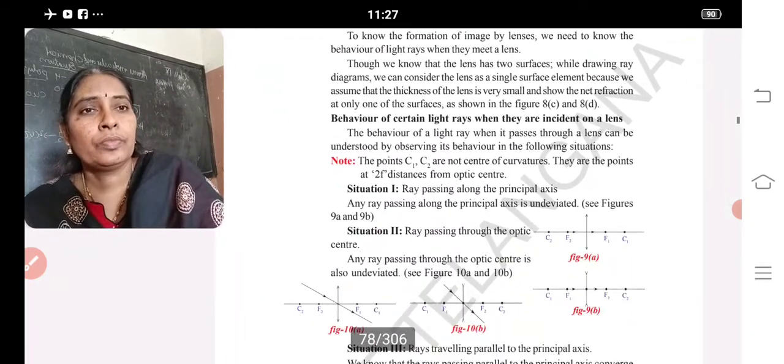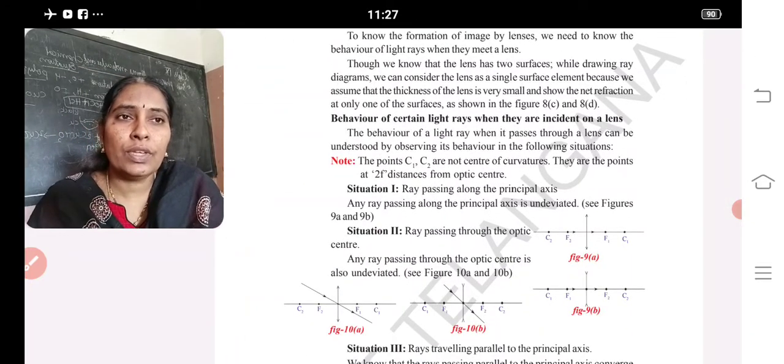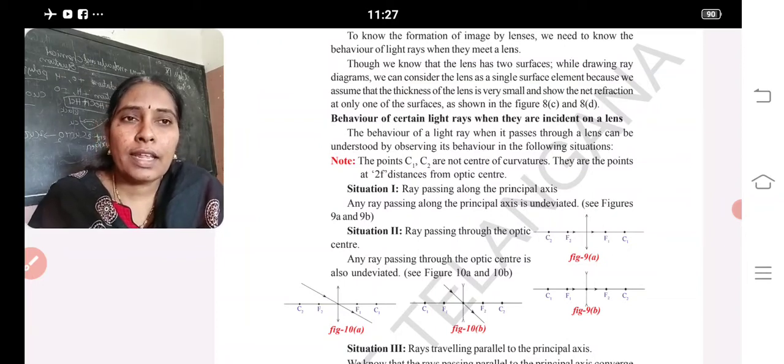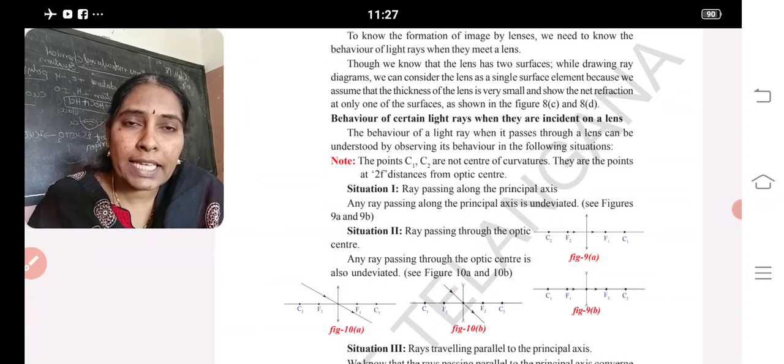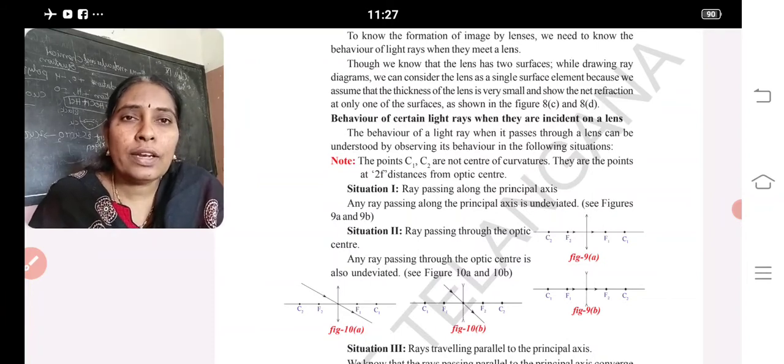Now children, the behavior of certain light rays when they are incident on a lens. Situation 1, a ray passing along the principal axis. See 9a, 9b. 9a is a convex lens, 9b is a concave lens. How is the ray passing along the principal axis? On the axis itself the ray is passing. When it passes through the lens, it is an undeviated ray. Undeviated ray.